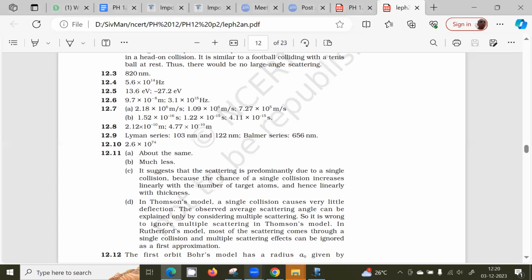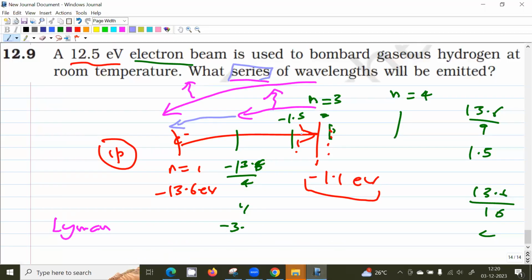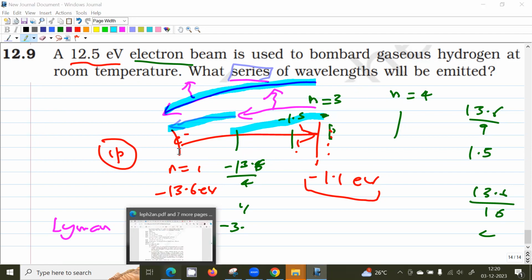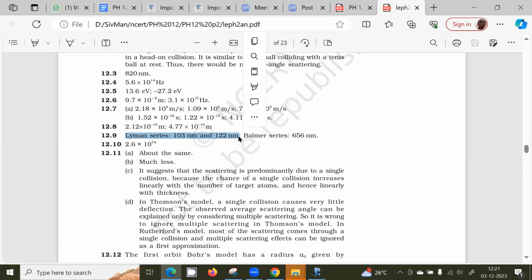So two jumps, n equal to 3 to n equal to 1, and n equal to 2 to n equal to 1, correspond to Lyman series, because Lyman series is defined by the final state, which is n equal to 1. So two lines of Lyman series, and then one line is Balmer. This jump is Balmer. So two lines of Lyman series and the first line of the Balmer series. So three frequencies, or three wavelengths, are possible.